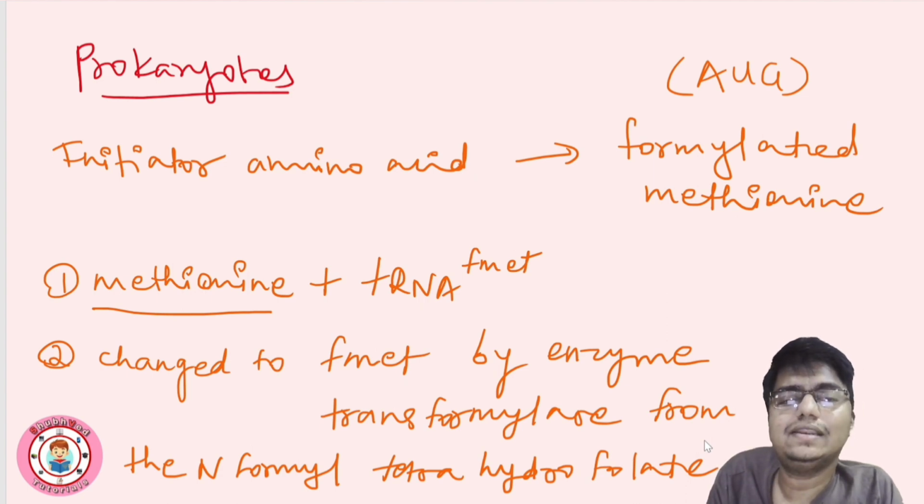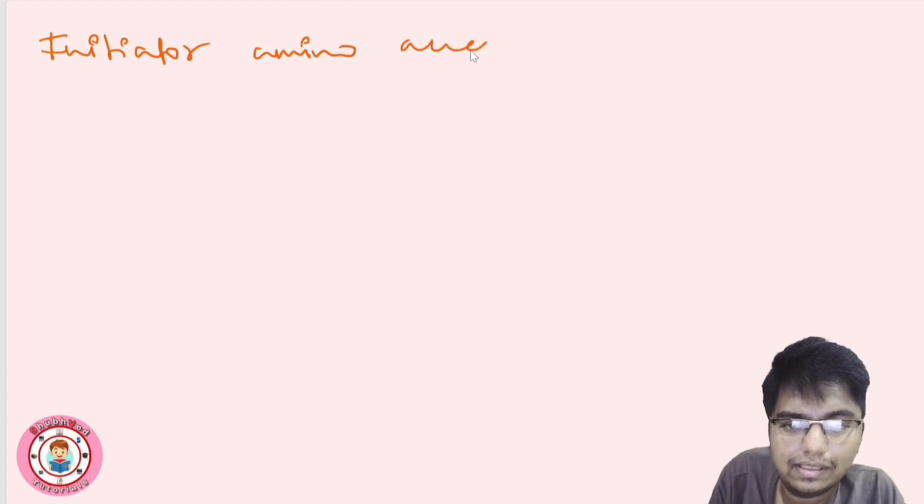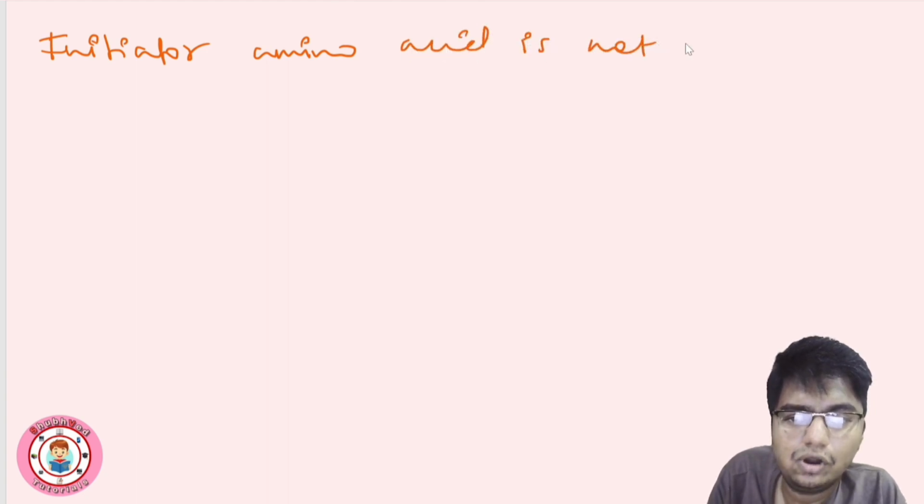अभी फॉर्माइल ग्रुप को ऐड किया तो ऑलवेज हमें एफमेट, फॉर्माइलेटेड मिथियोनिन ही मिलेगा इन द केस ऑफ बैक्टीरिया. तो ऐसा नहीं है. ओके, इनिशिएटर अमीनो एसिड is not always FMET. In the next slide, we will discuss initiator amino acid is not always FMET.